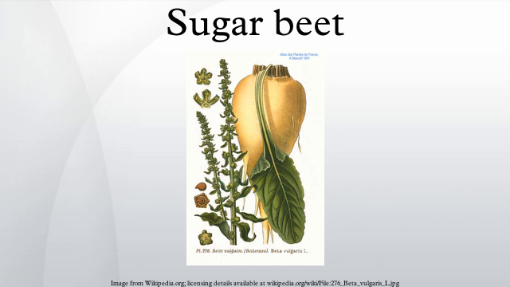The U.S. harvested 1,004,600 acres of sugar beets in 2008. In 2009, sugar beets accounted for 20% of the world's sugar production.